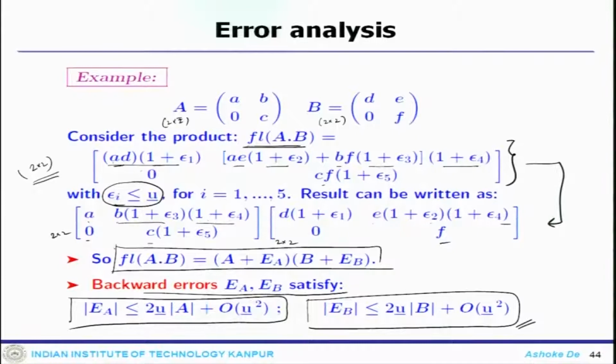compact notation, the floating point calculation of A dot B is A plus epsilon A, or E A, E B. These are essentially the representation of the errors, the backward errors rather, and they satisfy the condition that the magnitude of E A is less than or equal to this smaller number, and this is the order, and the magnitude of E B is less than or equal to this number, with this order. So, this is where we stopped with the forward and backward error calculation.